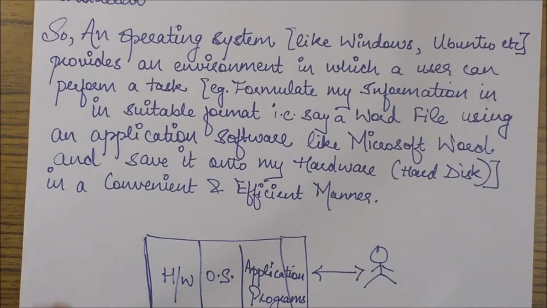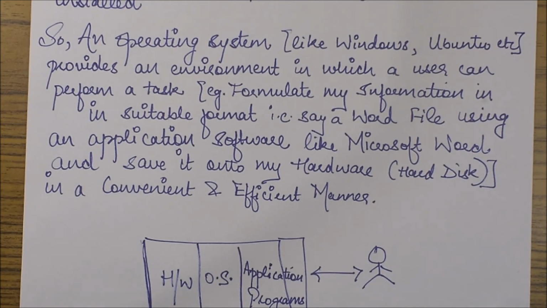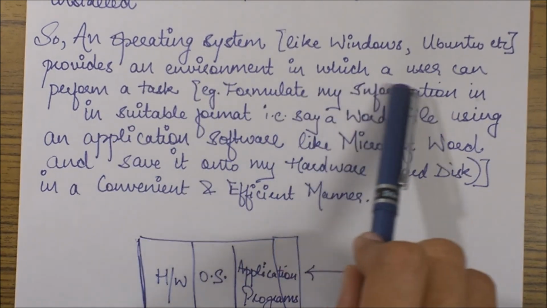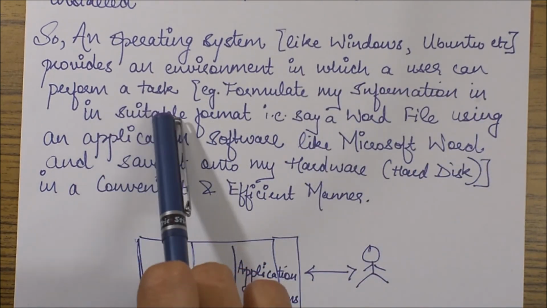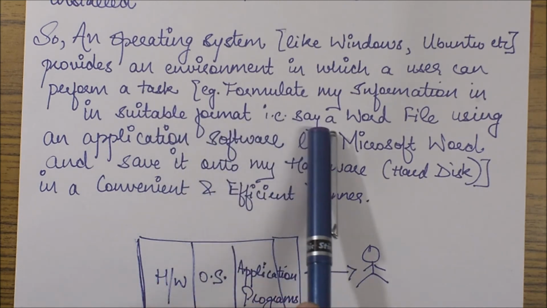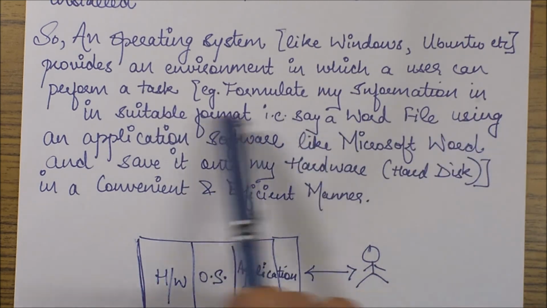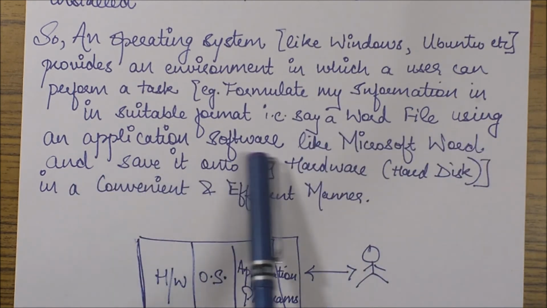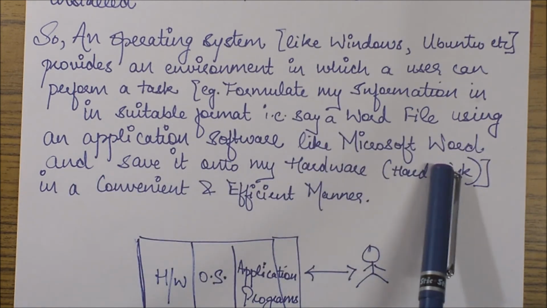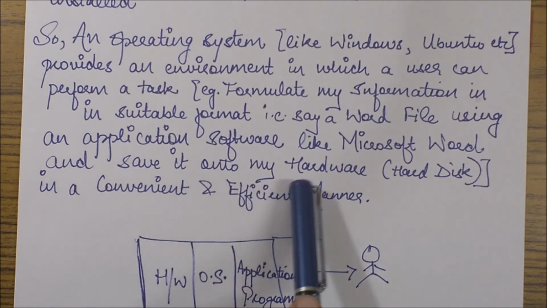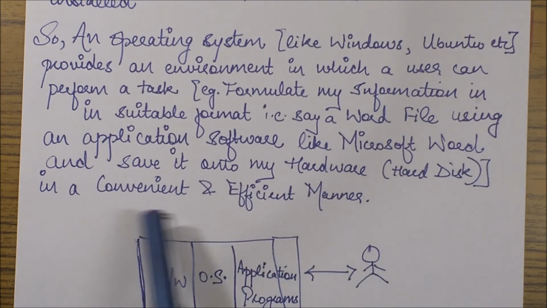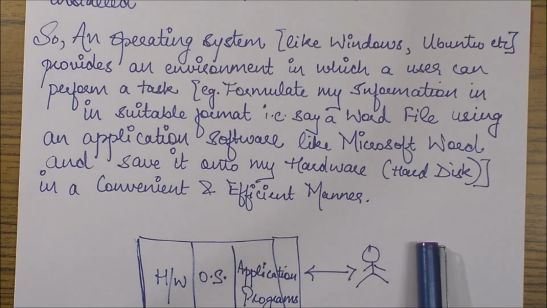So an operating system like Windows, Ubuntu, etc. provides an environment in which a user can perform a task, for example, formulate the information in a suitable format, that is, say a Word file using an application software like Microsoft Word, and save it onto my hardware, which is a hard disk in this case, in a convenient and efficient manner.